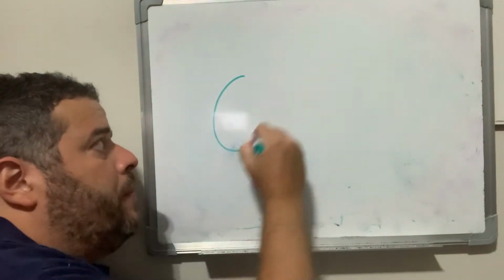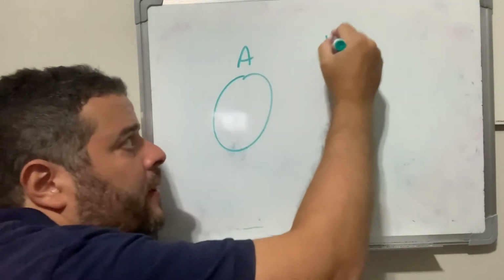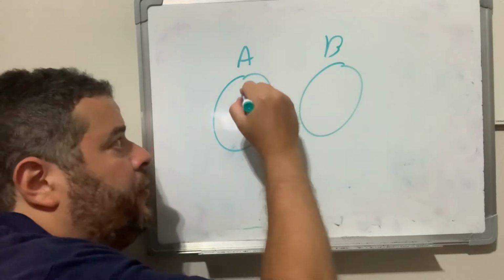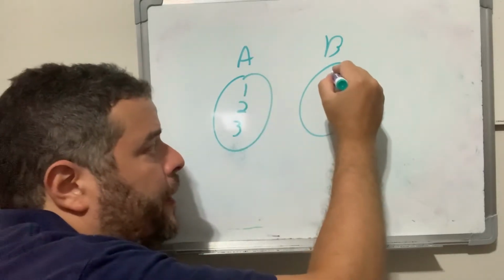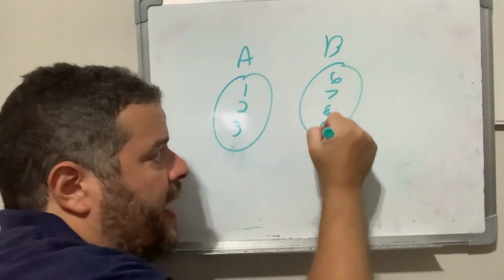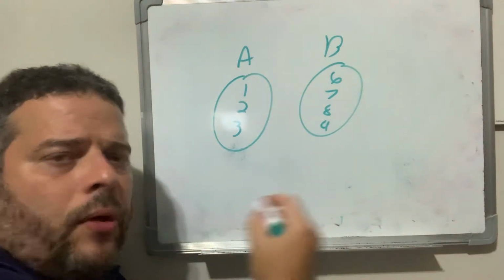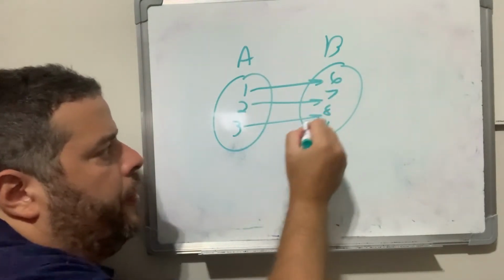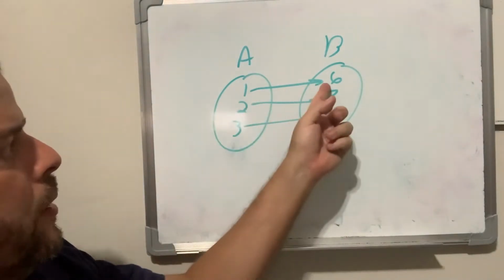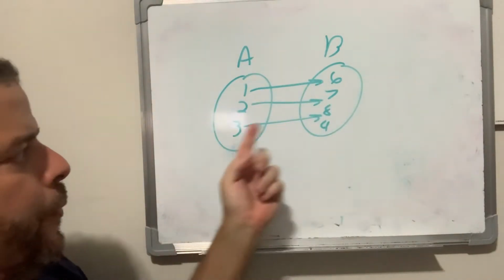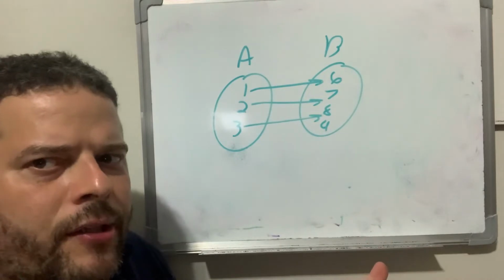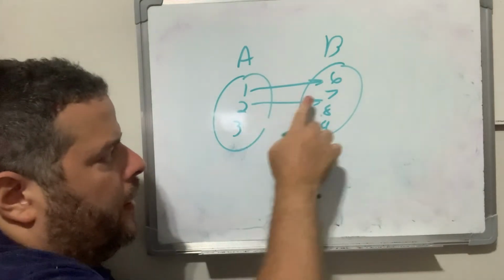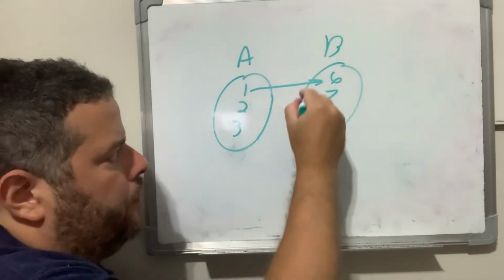Now, in the last one, let's look at Venn diagrams. Venn diagrams, not sure if you remember, you have like set A and set B. And let's say, for example, 1, 2, 3. And here I have 6, 7, 8, 9. Let's look at this particular Venn diagram. The 1, the 2, the 3. 1 has a single output. 2 has a single output. 3 has a single output. Function. Pretty simple. Let's see what happens now.